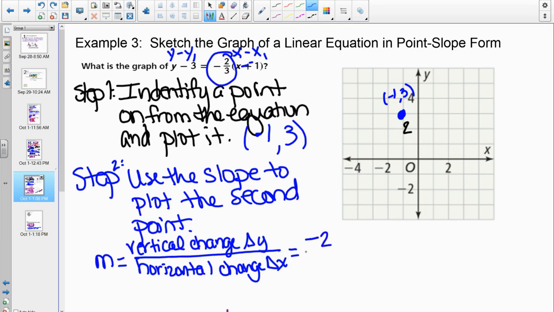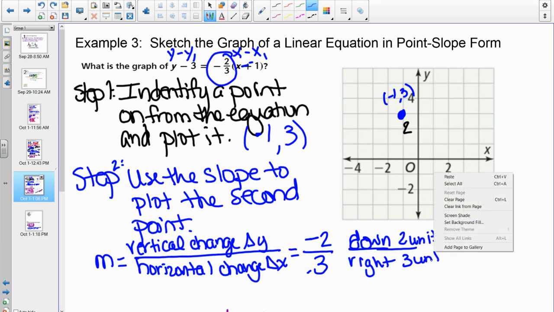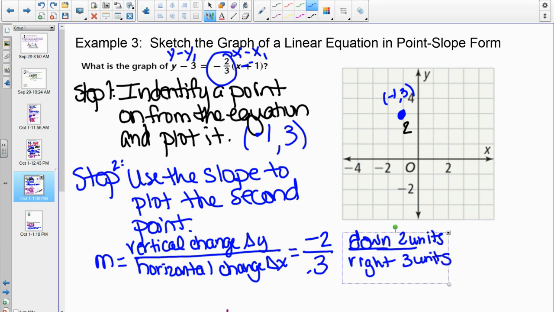So -2, remember that goes with the numerator, thirds. So this is a vertical change of -2, which means you're going down 2 units. This is a horizontal change of 3, so that's positive, so you're going right 3 units. So again, we're going to come up here. It says a vertical change of -2, which means we go down 2, 1, 2, and a horizontal change of 3. So we're going to go right 3, 1, 2, 3. So your second point should be here at 2, 1.